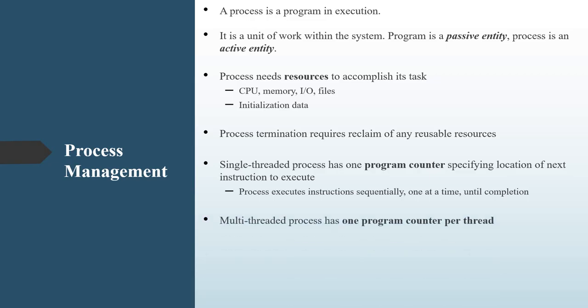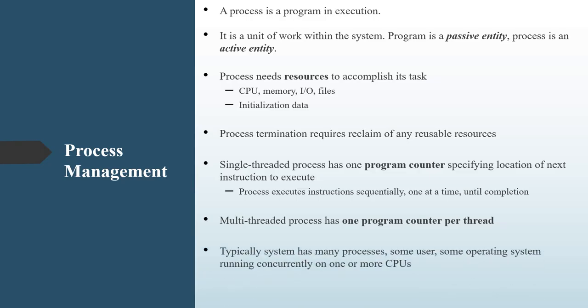If the process is multi-threaded, each and every thread has its own program counter. So one program counter per thread is initialized. Typically the system has many processes for users, and operating systems are running them in a concurrent manner, with one or more CPUs. So these are the basic details of process management.